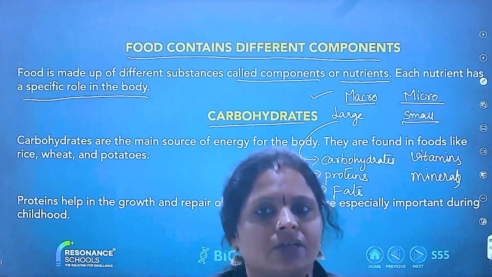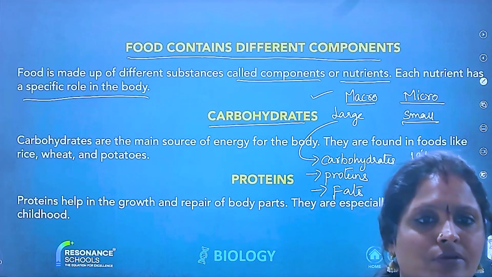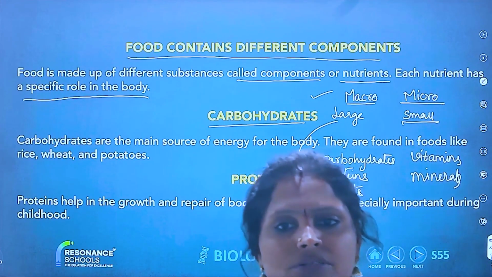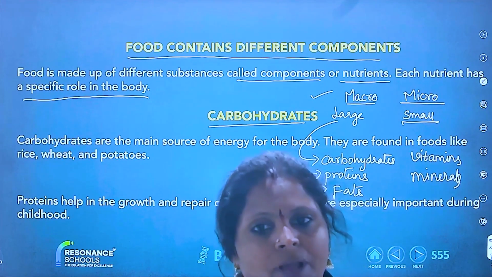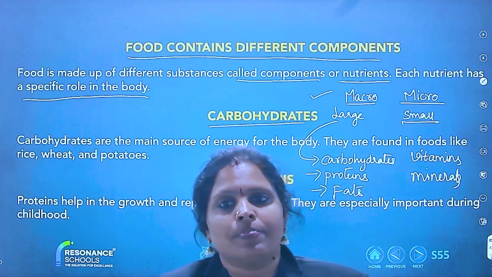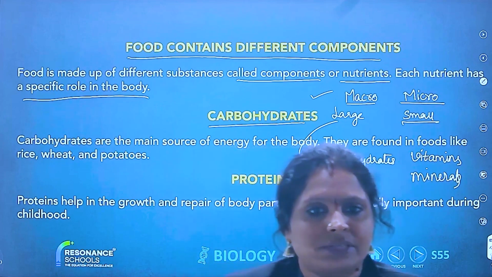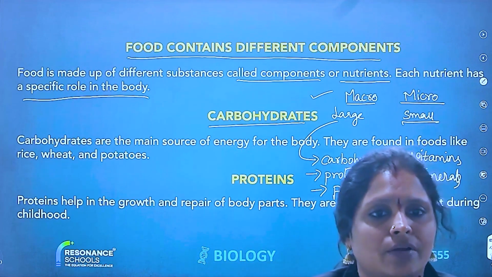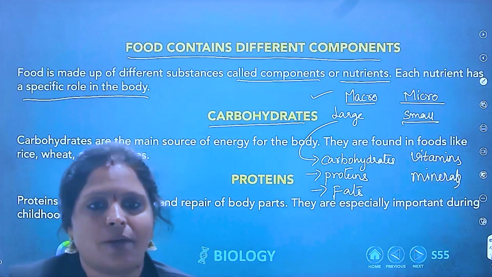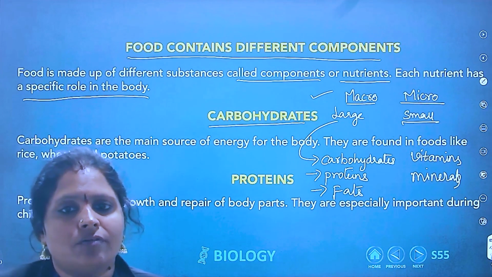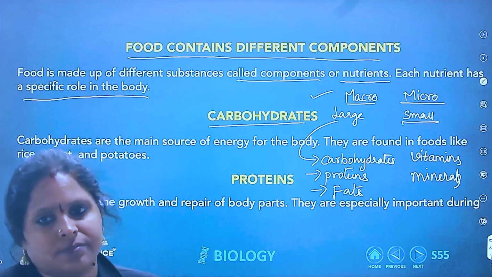Please make it fast. So what are the types of macro and micronutrients present? Macronutrients, which are taken in large amounts, are carbohydrates, proteins and fats, whereas vitamins and minerals are the micronutrients. I have moved. You can write. Okay. Now let us go with carbohydrates.